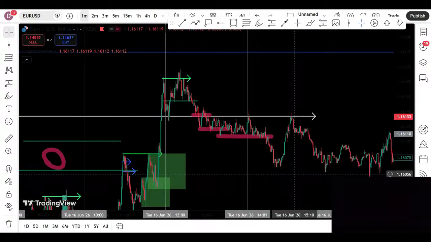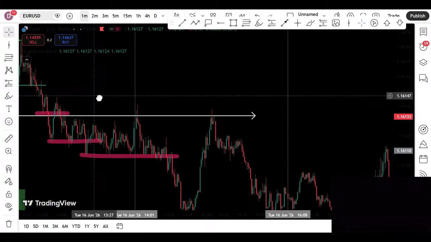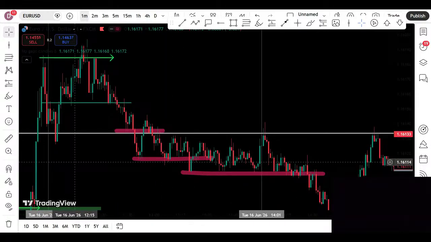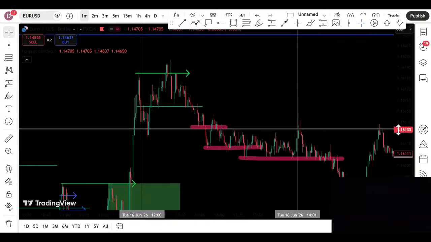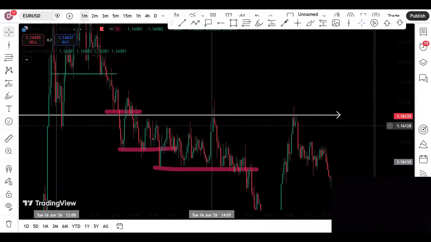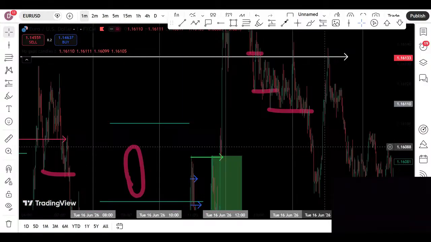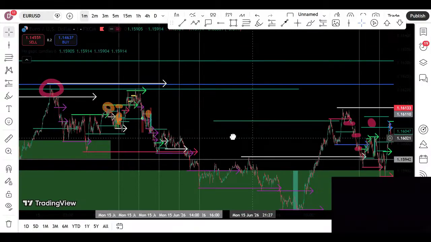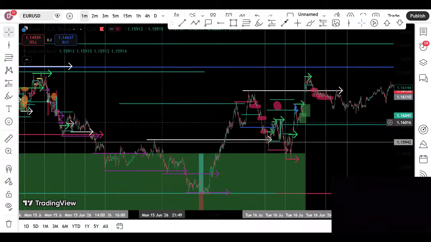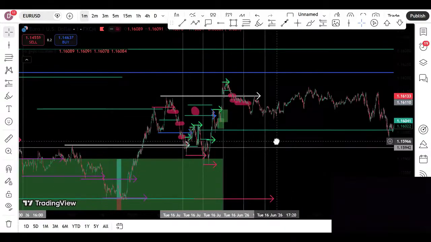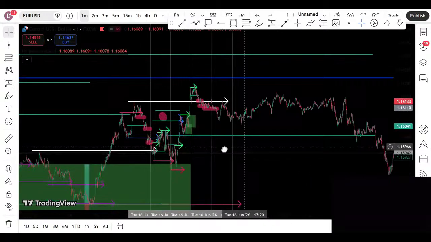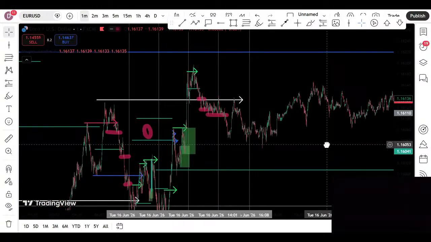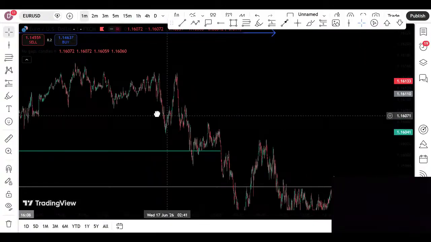So Tuesday also, we couldn't have got any trade from 12 to 4. So we break structure here above, 1 minute time frame. So what do we have? We have also below. So that is it for today.